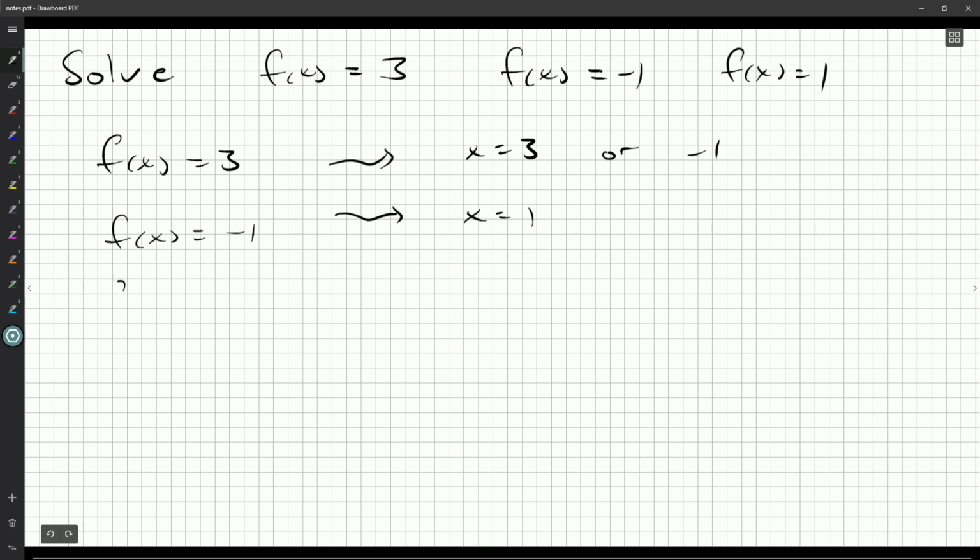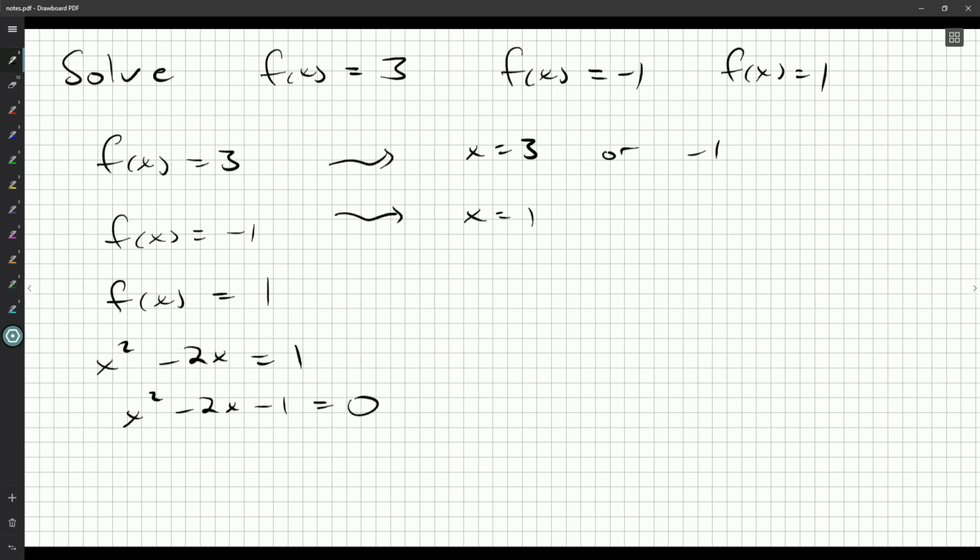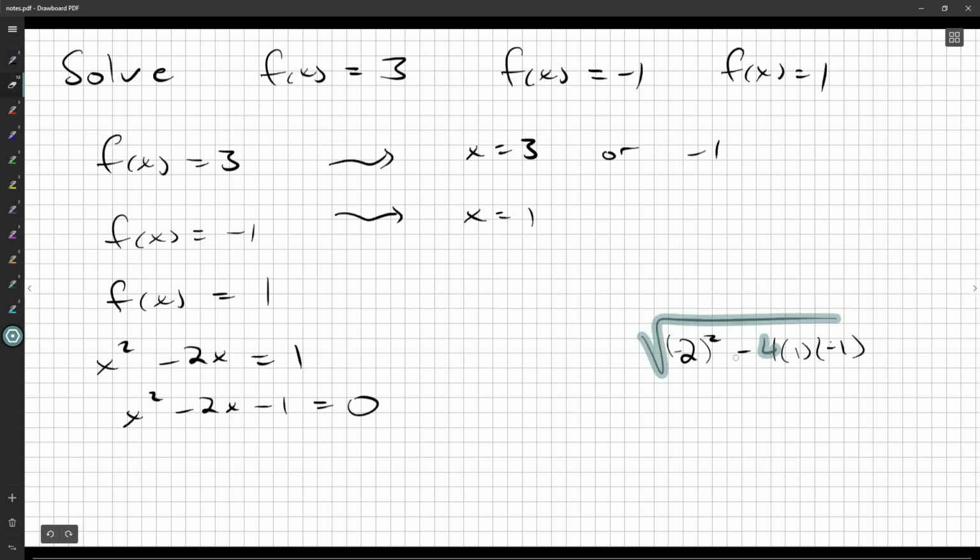Okay. And then solving f of x is 1. So that would be x squared minus 2x equals 1. x squared minus 2x minus 1 equals 0. Can't factor that easily. Just a quick check with the discriminant, b squared minus 4ac. So it looks like we'll just use the quadratic formula on this. It will work.